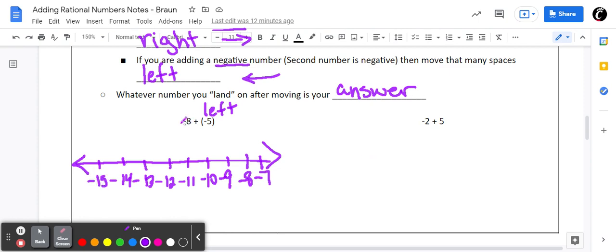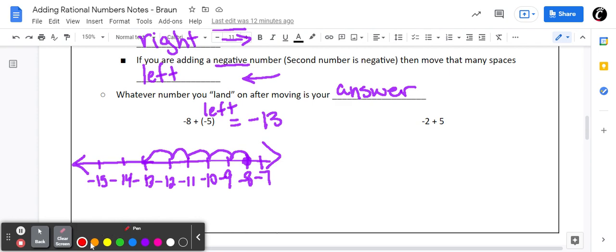So I'm going to put a dot, remember, on my first number, my -8. I'm going to put my dot here, and this is where I'm starting. Since I am adding a negative number, that means I'm moving to the left 5 spaces. So I'm going to start here, and I'm just going to count 1, 2, 3, 4, 5. And this is where I am going to end, and that is my answer. So -8 plus -5 is -13. Okay, so let's try another one.